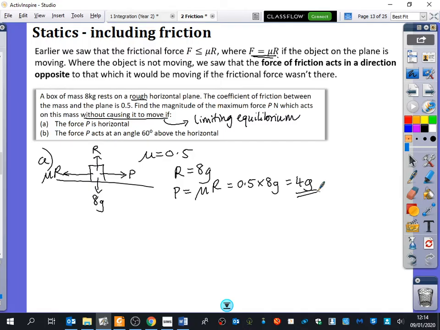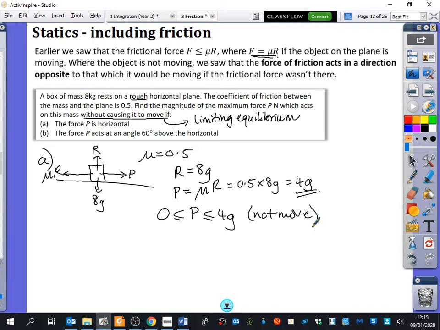What's the minimum size that P can be for it not to move? Same thing? Oh, no, it doesn't say it has to be in limiting equilibrium. It just says what's the smallest thing that P can be so that it doesn't move. Zero, yeah. P doesn't have to be there, and it wouldn't move. So if P was anything between 0 and 4g, it would not move.